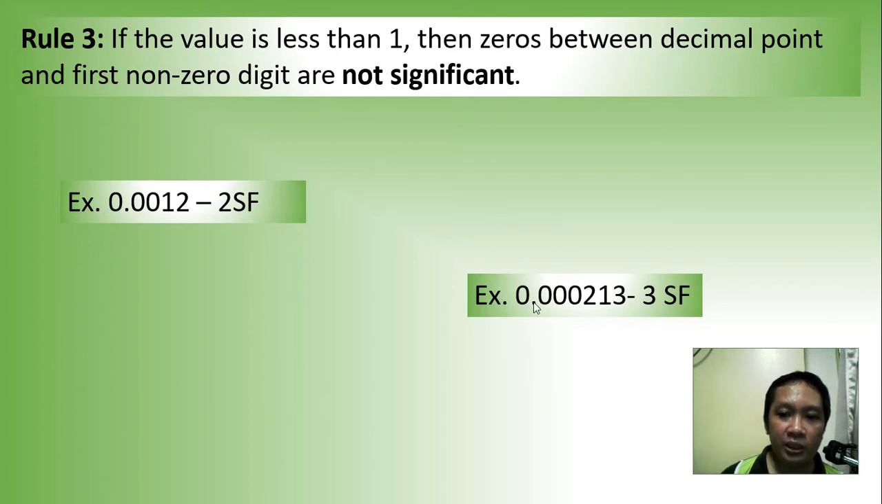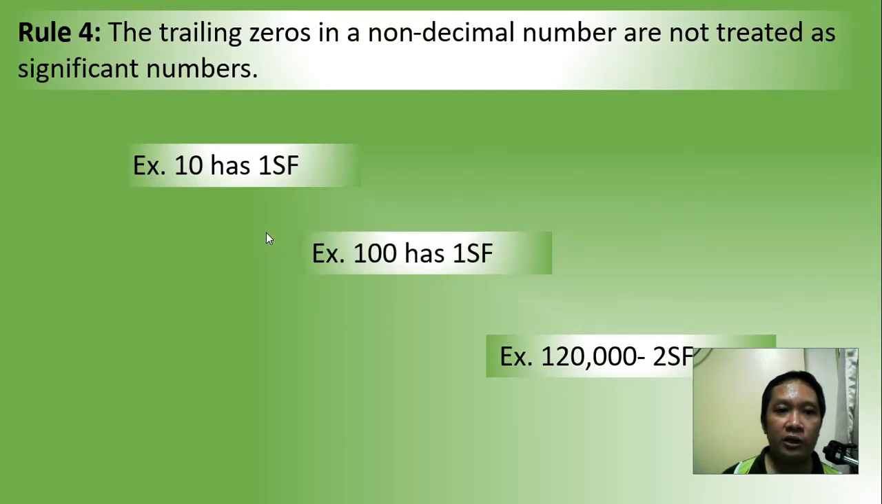Another example is we have 0.000213. So in this case, this is the decimal point and this is the first non-zero digit. So that simply implies that these 3 zeros are not significant. So there are only 3 significant figures, and these are 2, 1, and 3. Okay, that's our rule number 3.